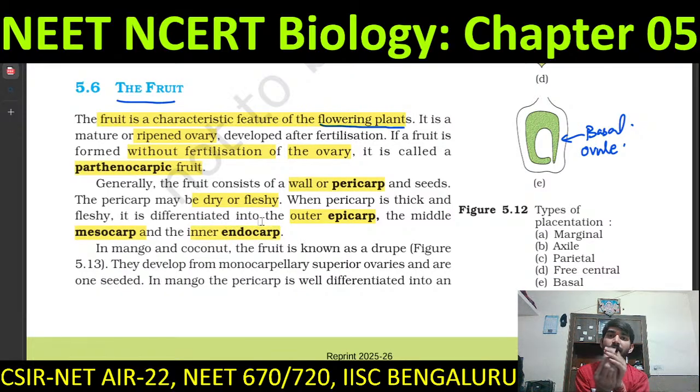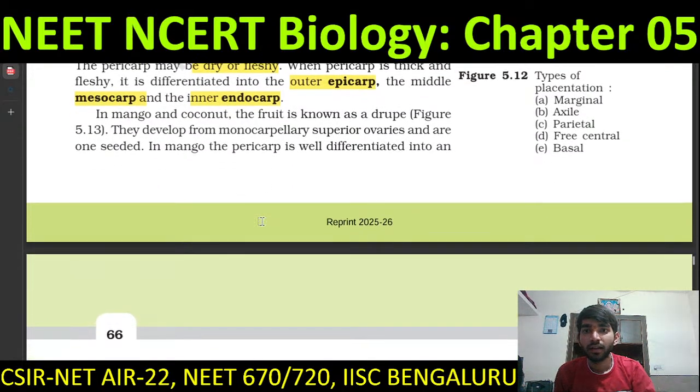So it can be very thin, like only the seed is present and then a thin covering of that. Or it can be like mango, where you have the seed in between, then there is some fleshy part which people usually eat, and then there is the skin of the mango, which you can call the epicarp. In mango and coconut, the fruit is known as drupe. So remember this. This can be directly asked. Example of drupe: mango and coconut.